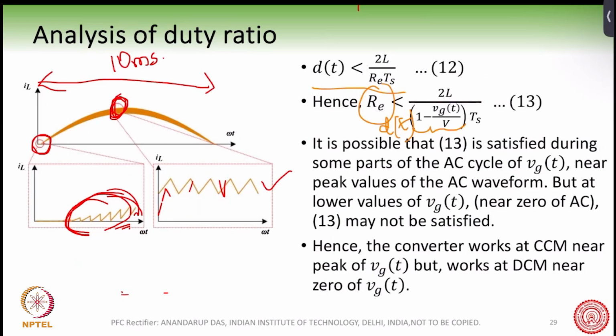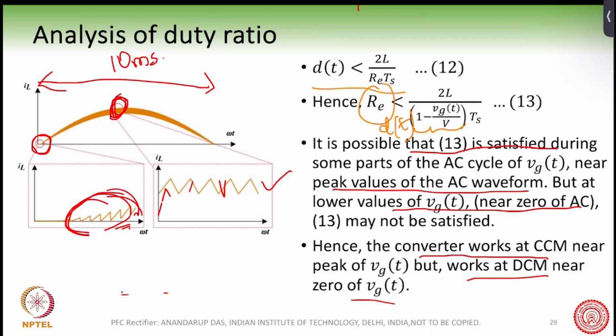Okay, so now we have understood that this equation 13 is satisfied during some parts of the AC cycle of the VGT, near the peak values of the AC waveform. But near the lower values, in particular near the 0 of AC, 13 may not always be satisfied. So we may go into DCM or critical conduction mode.